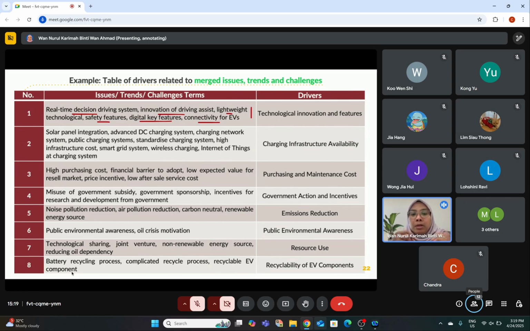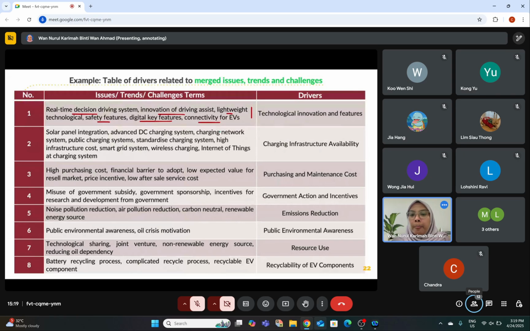Okay, so what I'm trying to show you here is that you can combine different factors from different issues, trends and challenges from different STEEPV categories to come up with drivers that are relevant for your study. These are the drivers that you are going to use for your impact uncertainty analysis. These are the drivers that you will develop statements from, which you will use in your questionnaire.